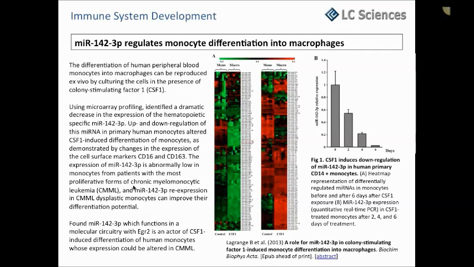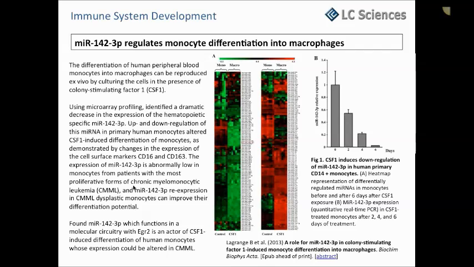Then when it comes to differentiation and development and how microRNA relates to it, this is a case from this year's publication where the authors looked at the differentiation of human peripheral blood monocytes into macrophages. They've shown that it can be reproduced ex vivo by just culturing the cells in the presence of CSF1, which stands for colony stimulating factor 1.